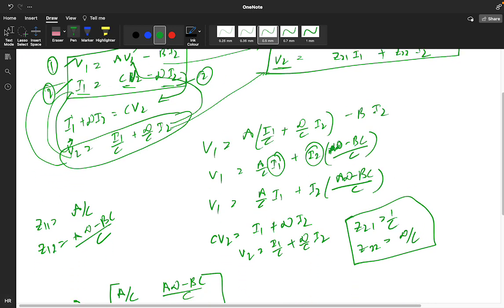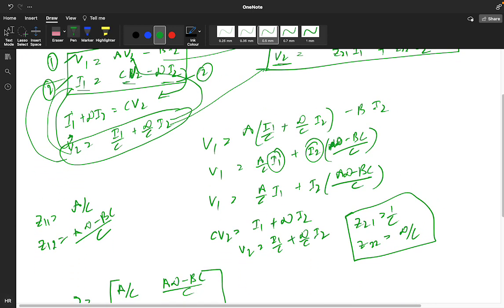No, sir. Okay, great. So in this way, they will directly give you an ABCD parameter, and you need to find the value of a Z parameter. So like that you can solve it.